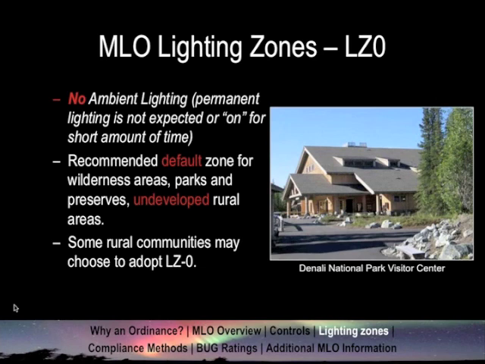Lighting zone 0 is precious. This is where there really is no permanent lighting. There may be some permanent lighting, but it's not expected to be on for the entire evening. It's on for a short amount of time. And it's the default for areas within a city that are parks or wilderness areas or any areas that are protected, maybe around waterways. It's also for undeveloped areas and some rural areas.